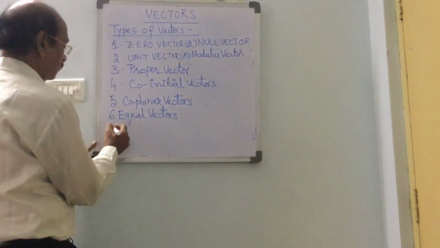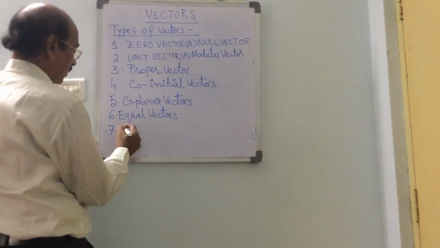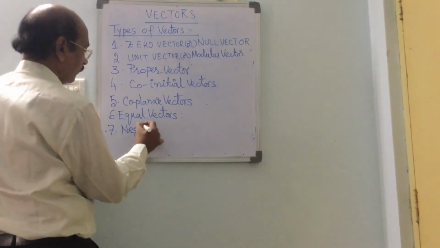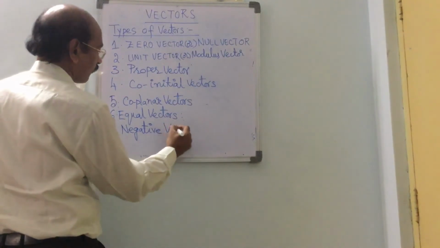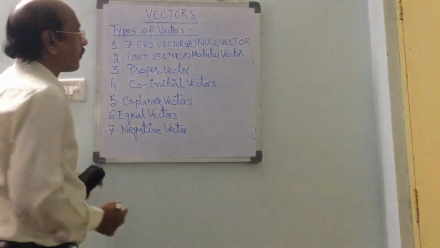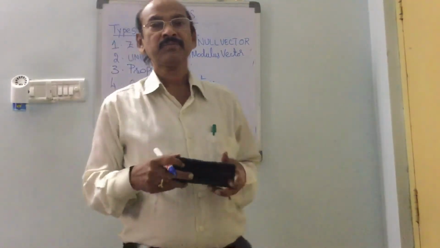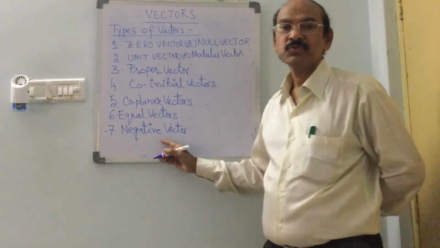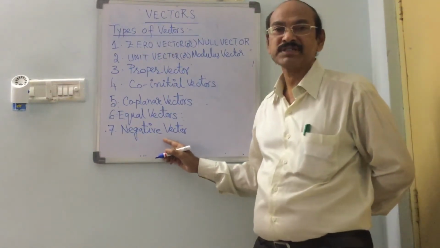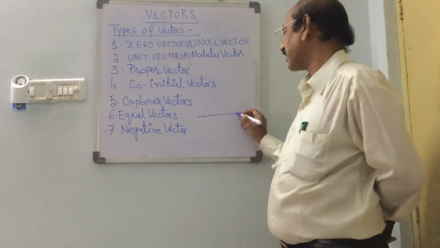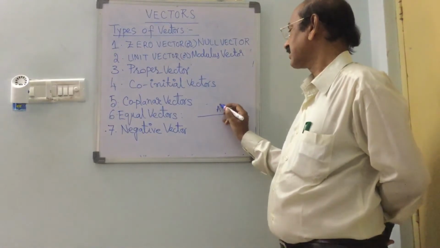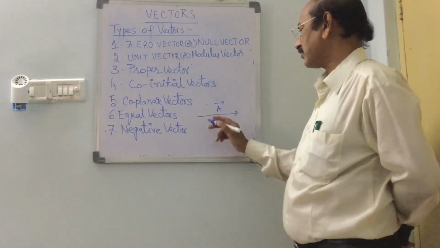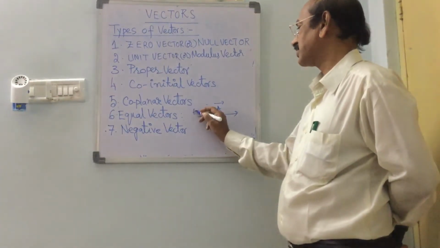Next we know about negative vector. A vector which is directed in the opposite sense to a given vector is known as negative vector. Here consider a vector a bar which is, for example, from east to west.